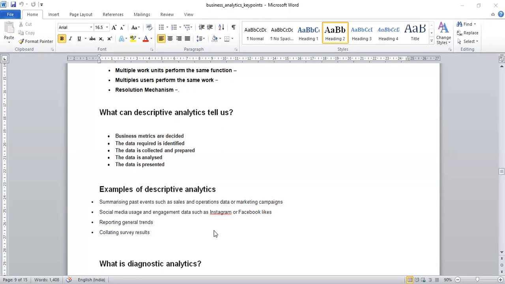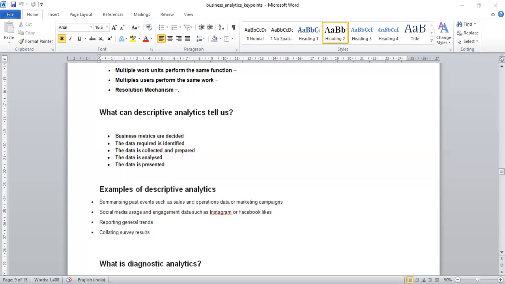Okay, so the data is then analyzed. Analyzed means you have to use mathematical and statistical tools for analysis. And then that data is presented in tabular format or in graphical format. Okay, so these are the things.